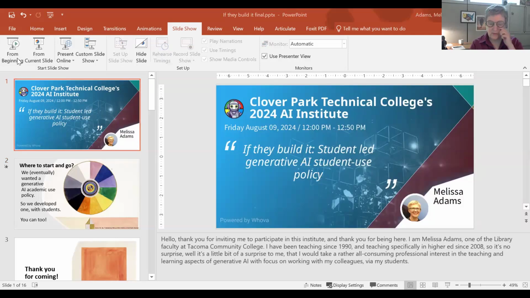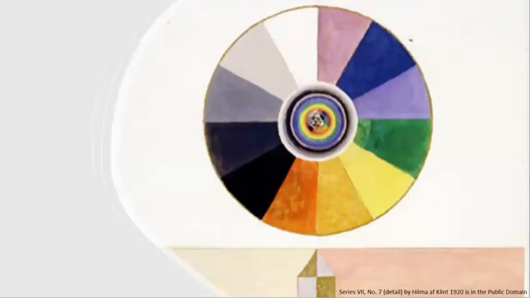All right. So again, thank you for inviting me to participate in this institute, and thank you for being here, for taking your time to be here today. I'm at the library at Tacoma Community College, one of the faculty librarians here, and I've been teaching since 1990, and in higher ed specifically since 2008. So it's not a huge surprise, except that maybe it's a little bit of a surprise to me, that I would have a rather all-consuming professional interest in the teaching and learning aspect of generative AI, especially when it came to working with my colleagues and via my students a lot of the time. I'm really happy to see you, and I'm really looking forward to sharing with you what we've done at TCC and how we did it.